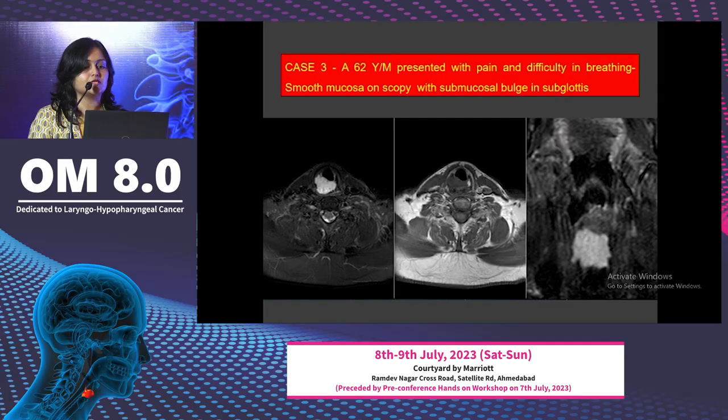This was an interesting case of a 62-year male presenting with pain and difficulty in breathing. On scopy, the mucosa was smooth, no ulceration was seen, and this is the MRI T1. This is a T2 weighted, fat saturated, T1 weighted, and coronal images. We can see the irregularly marginated hyperintense lesion, which is involving the posterior aspect of the subglottis, involving the cricoid cartilage. The differentials given were adenoid cystic carcinoma or chondrosarcoma.